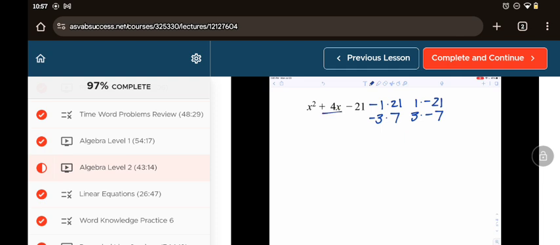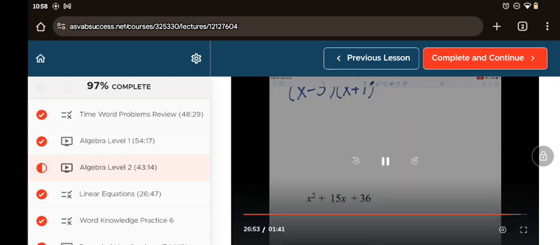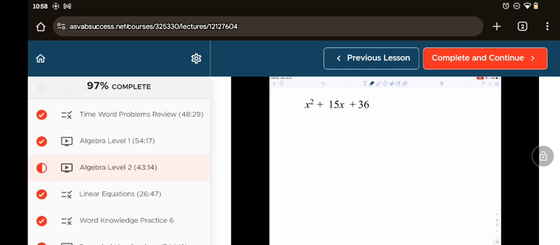Okay, so now let's figure out which one gives me positive 4, because that's what we want. We want it to add up to positive 4. So negative 1 plus 21, that's not going to work. And 1 minus 21 is also not going to work. That gives me positive 20 and negative 20. So negative 3 plus 7 gives me positive 4. That's what I'm looking for. 3 minus 7 gives me negative 4. That's not what I'm looking for. So I set up my two parentheses, and I fill in the information. x minus 3, x plus 7. And that's it. I'm done.